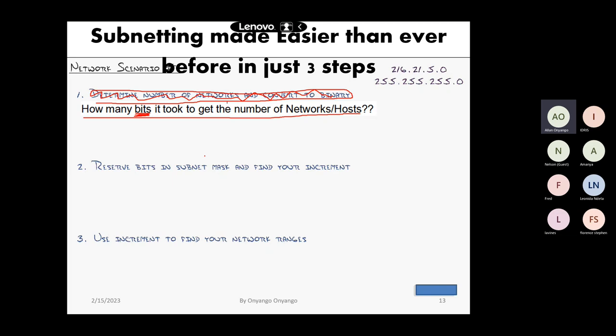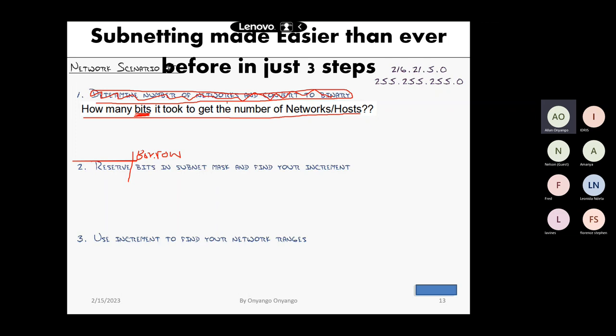The second step is reserve stroke borrow bits. Why am I adding this borrow here? Because depending on whether they are networks, you'll borrow, and when they are hosts, you reserve. So reserve stroke borrow bits on the subnet mask and find your increment.